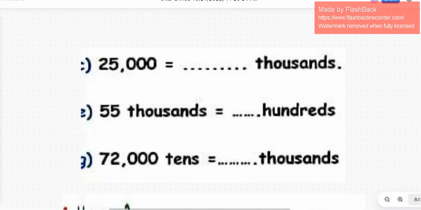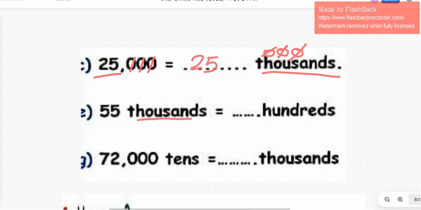25,000 equal how many thousand? In this kind of question, we change each word with zeros. How? When you find the word 1,000, you change it with 3 zeros. Now, I'm gonna cross zeros before the equal and after the equal. The first zero here, cancel it with the first zero here. Second, third. So, what's left here? 25.